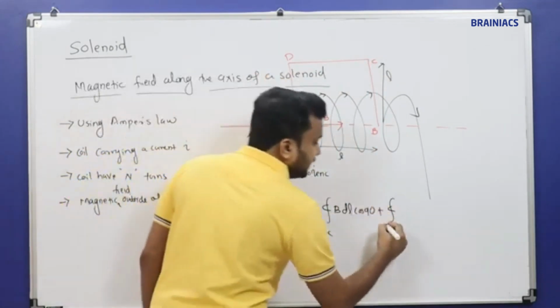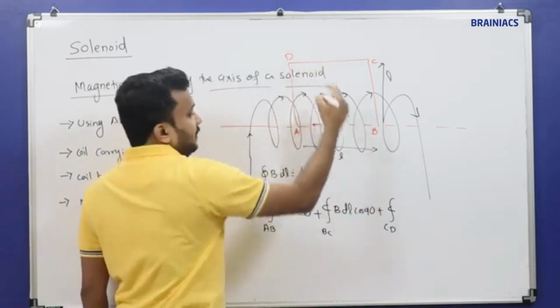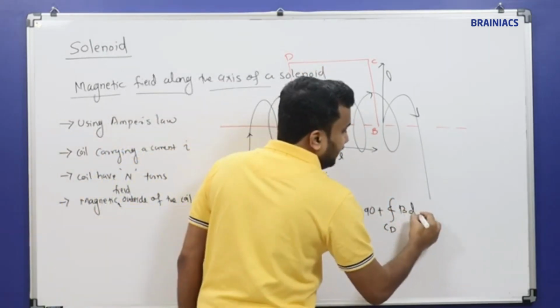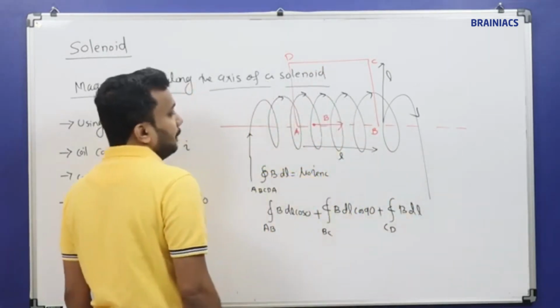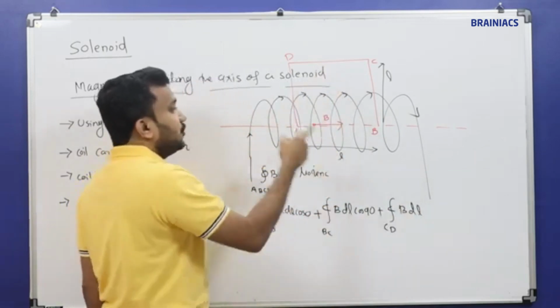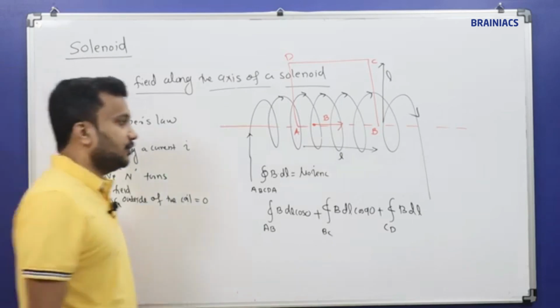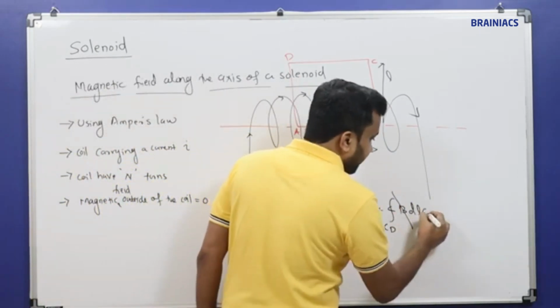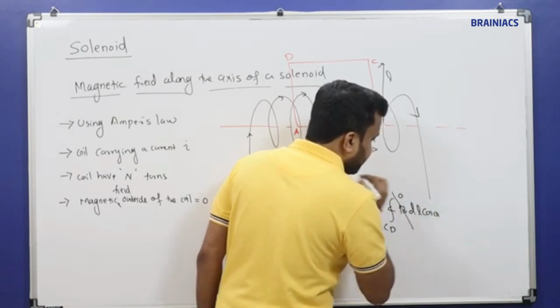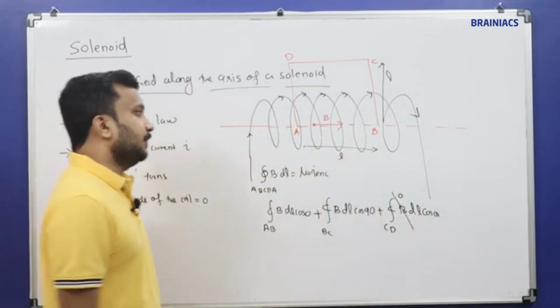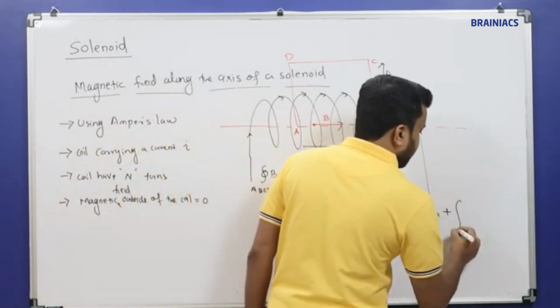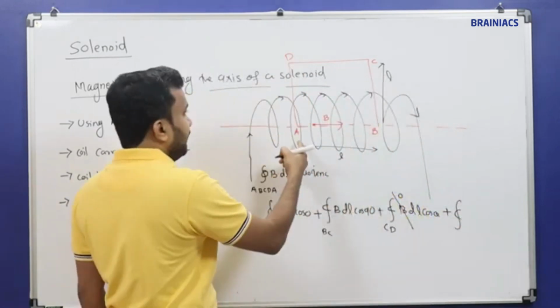Next one is what? CD, outside. So B dl. Here, what is the point? Outside the coil there is no current, so there is no magnetic field outside the coil. So this factor itself I can just put as cos theta. Here B itself is 0. And the last one is the open integral coming down, dA.